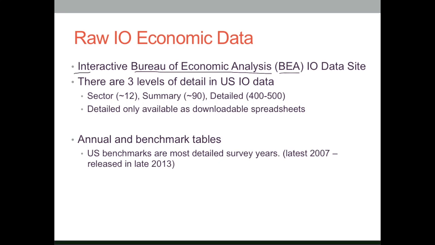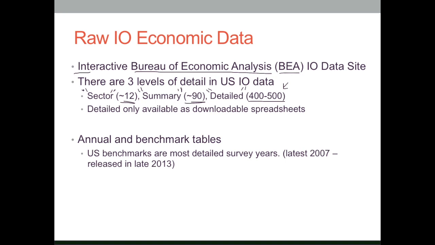They provide data in 3 different levels of detail. The sector level of detail just has the US economy divided into 12 broad sectors. The summary level of detail has the US economy divided into about 90 sectors, depending on the year. And then the detailed level is our benchmark years. Depending again on the year of the benchmark and the type of data you want to look at, the US economy will be divided into between 400 and 500 sectors.